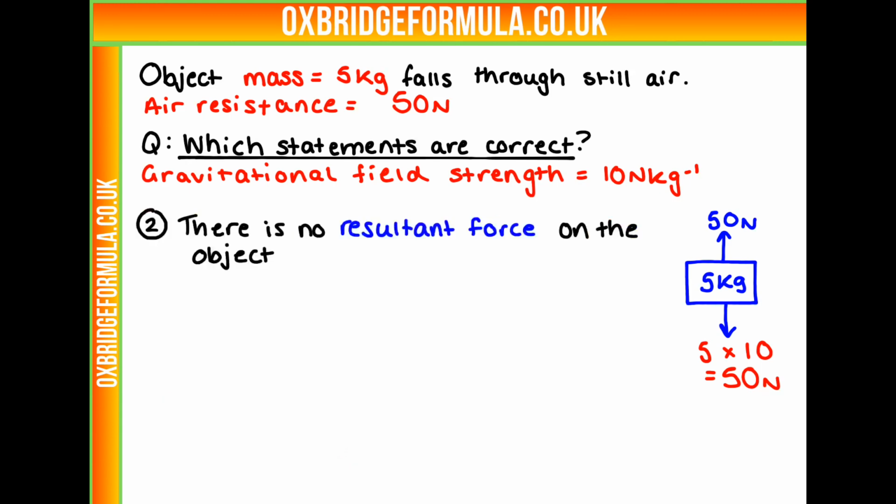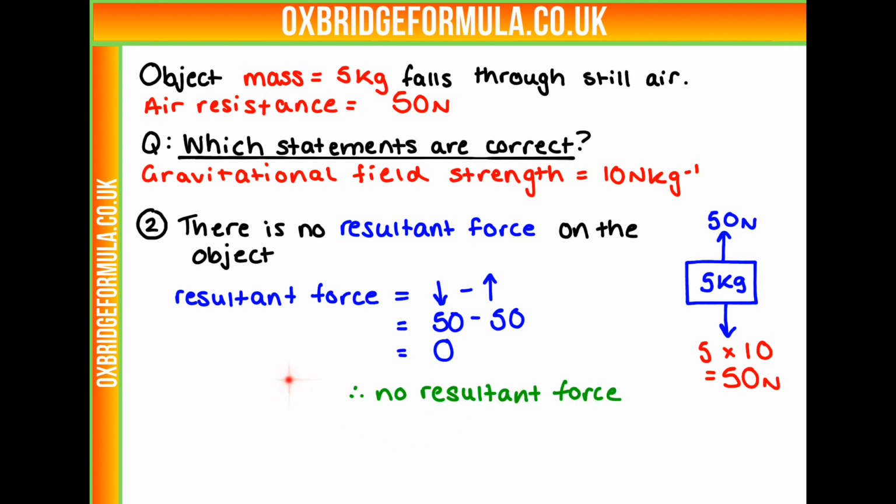Our second statement is there is no resultant force on the object. So what does this mean? What is the resultant force? Well, that's just the total net overall force on our object. So that's going to be our downward force, take away our upward force, or vice versa. So in this case, we're just going to have 50, take away 50, which is 0, showing we do have no resultant force. So this statement is correct.